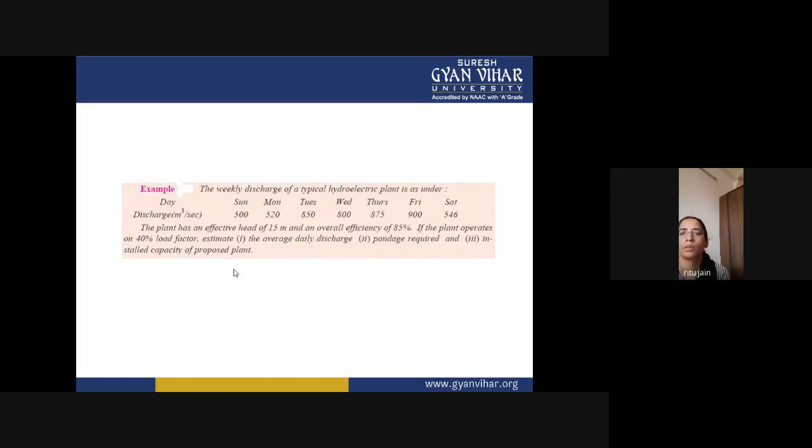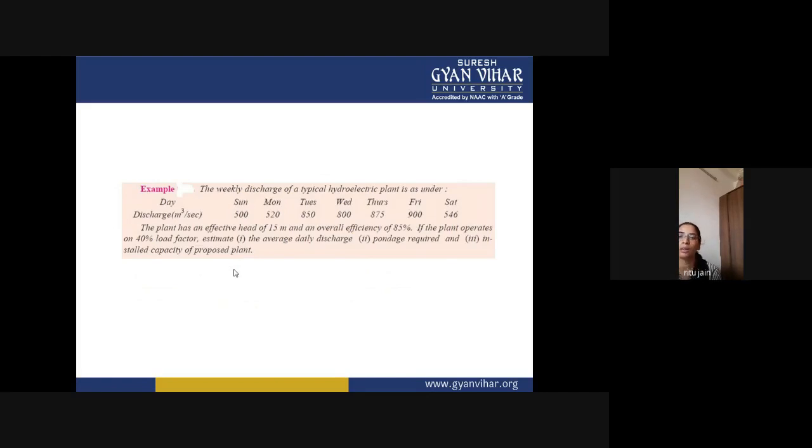Now the next numerical: the weekly discharge of a typical hydroelectric plant is as under. On Sunday, the discharge in meter cube per second is equal to 500. On Monday, the discharge is 520 meter cube per second. On Tuesday, 850 meter cube per second. Wednesday, 800 meter cube per second. Thursday, 875 meter cube per second. Friday, 900 meter cube per second. And Saturday, 546 meter cube per second.